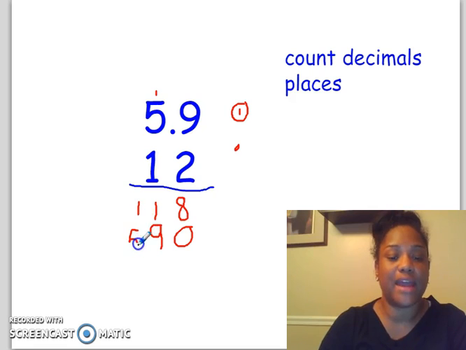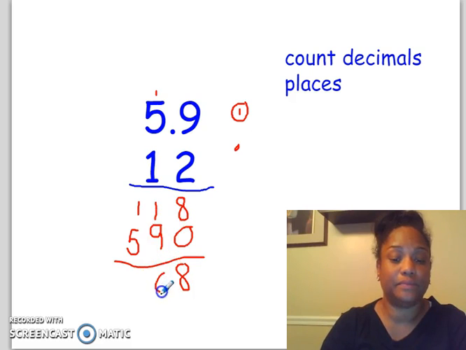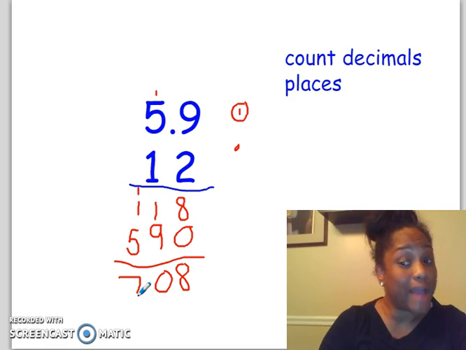So now we're going to add everything together. 8 plus 0 is 8. 1 plus 9 is 10. Carry the 1. 2 plus 5 is 7. This is not our answer. We're not done quite yet.